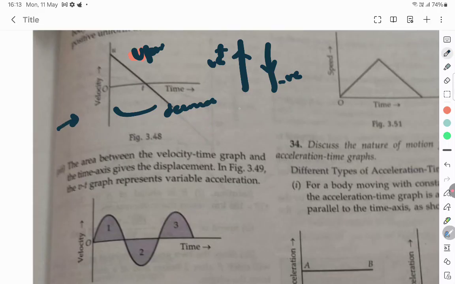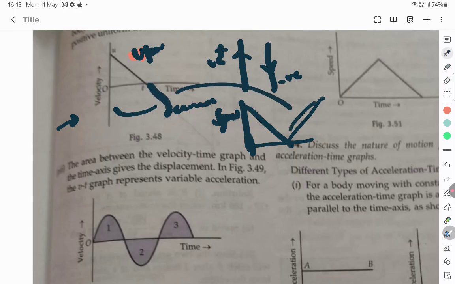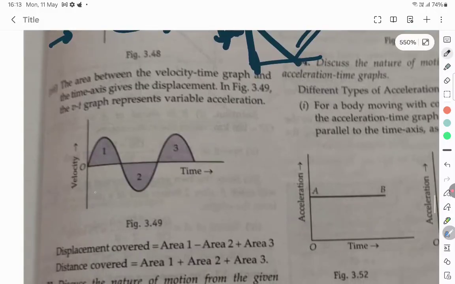This is a velocity time graph. If it was a speed time graph, it will not be negative. So a ball thrown up and a ball coming down will be like this. The graph will come here like this if it's a speed time graph. So they are given this graph, the velocity time graph.